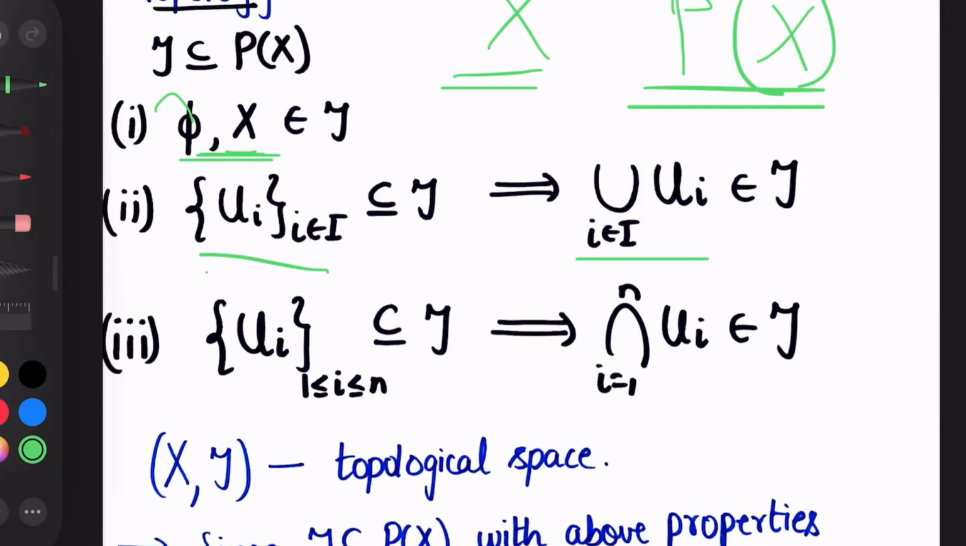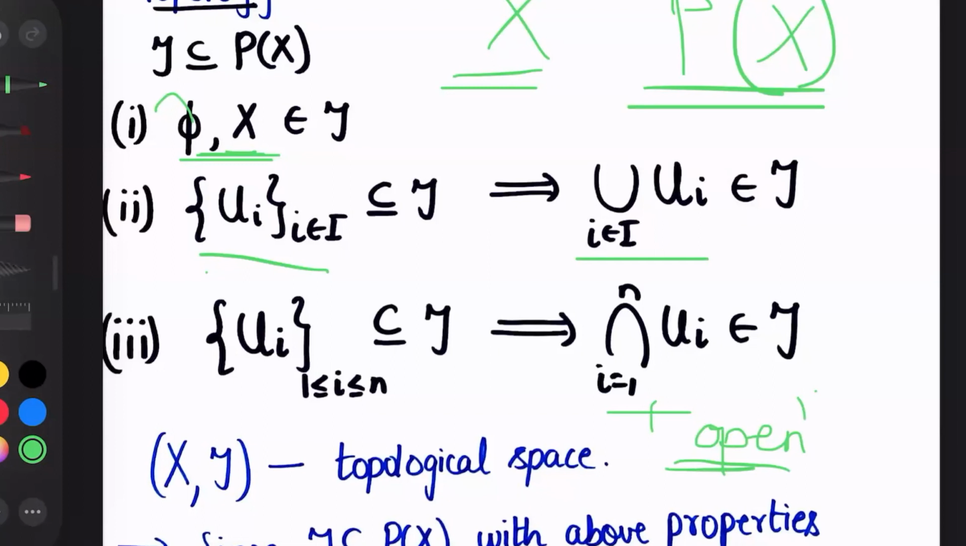And the third and last property is that finite intersections are included. If you consider any finite collection in tau, then the intersection of that finite collection should be an element in tau. So if you have such a collection, some special collection of subsets of X, which satisfy these three properties, then X along with these special subsets is called a topological space. And these special subsets are called open sets. So all the members of this tau, all the subsets that we have collected, we call them open sets.